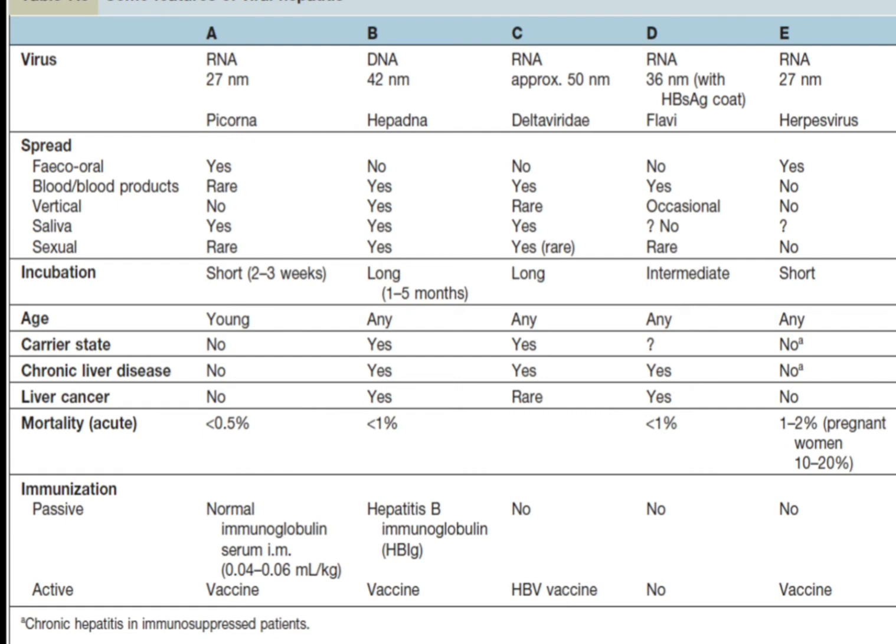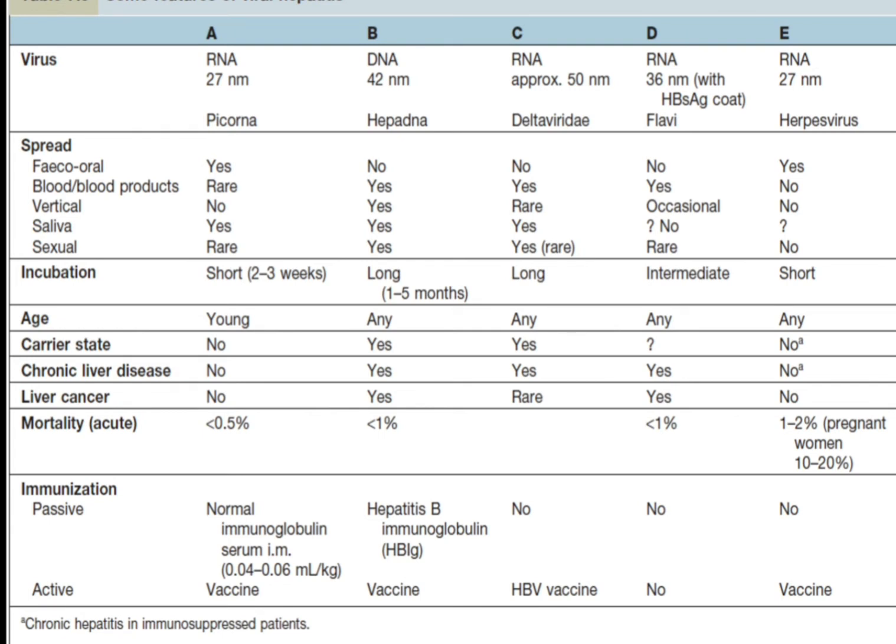The incubation period of hepatitis A is short. It's about 2 to 3 weeks. Hepatitis B is long. It's about 1 to 5 months. It's long for hepatitis C, intermediate for hepatitis D, and it's short for hepatitis E. Age: hepatitis A affects the young. Hepatitis B, C, D, and E affect any age.